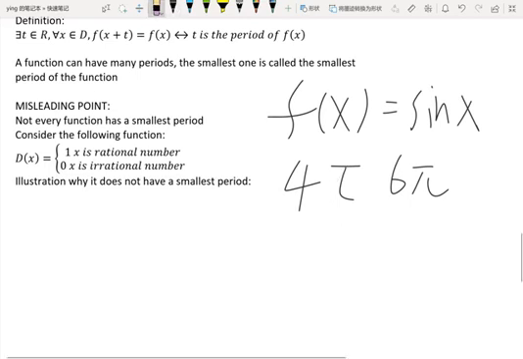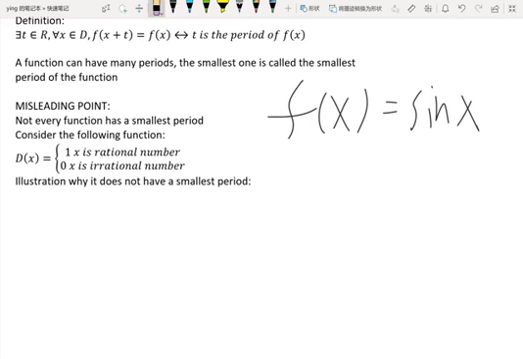So there's a quite misleading point about this. Not every function has a smallest period, so consider the following function. This function is actually called the Dirichlet function, and it is defined clearly here. And I'll illustrate why it does not have a smallest period.